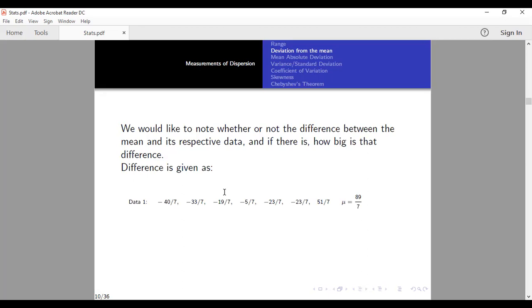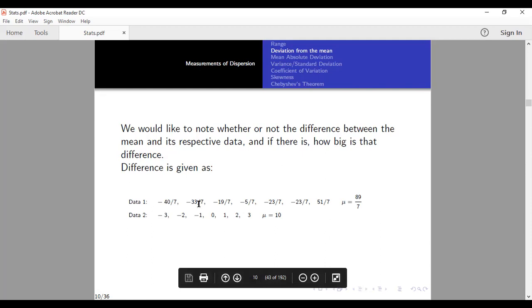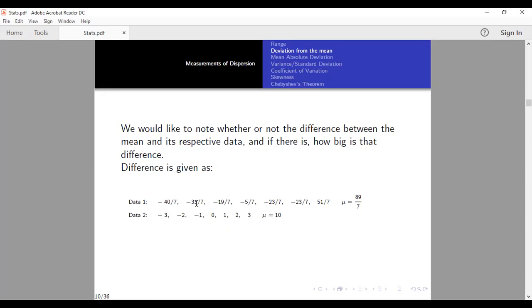We take the first data. The differences are negative 40 over 7, negative 23, negative 19. There is a difference, but the difference is not that much. But when we look at the second one, it's negative 3, negative 2, negative 1, 0, 1, 2, 3, with a mean of 10. The values were not far apart in the first data, but the difference from the first data is much larger than the difference of the second data.